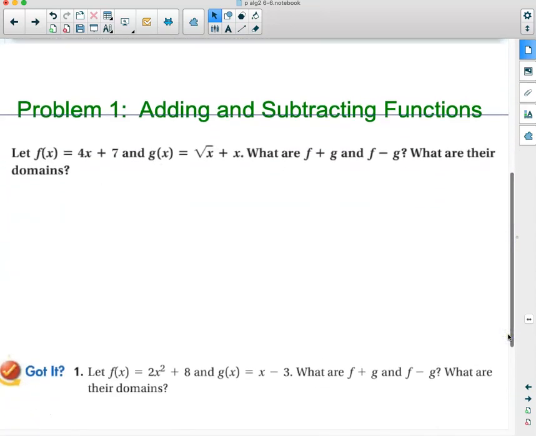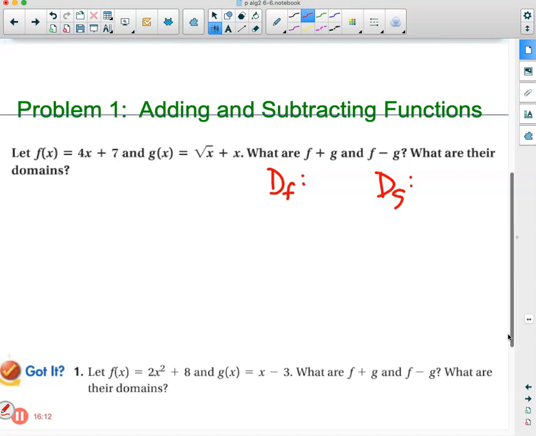All right, so problem 1, adding and subtracting functions. Let f of x equal 4x plus 7, g of x equal the square root of x plus x. What are f plus g and f minus g? What are their domains? So here's what we're going to do. We're going to start at the end. We're going to talk about domains to start with, and then we'll talk about domains to end with.